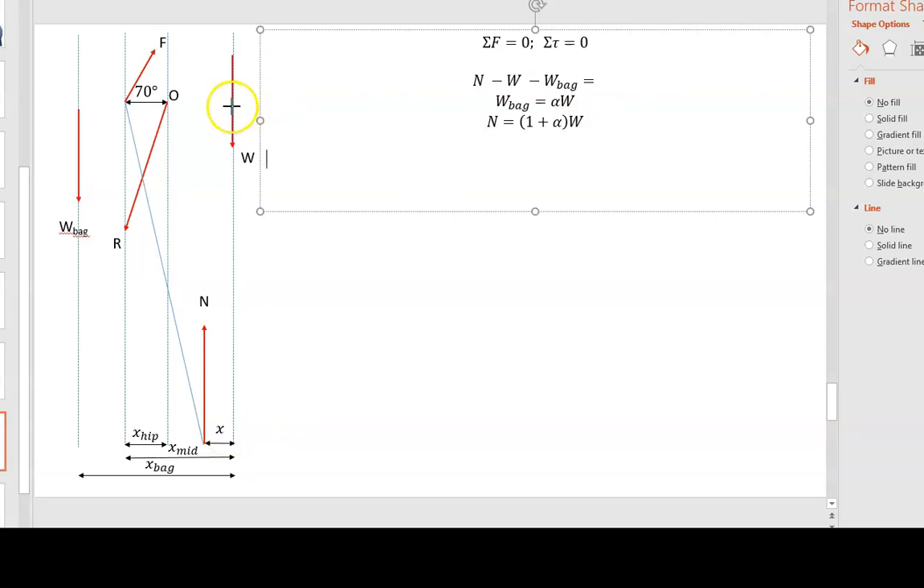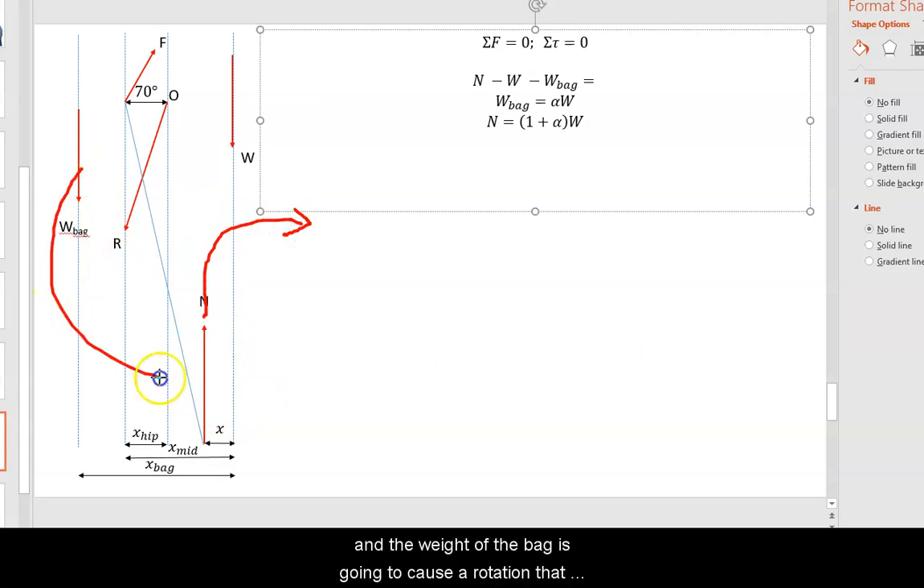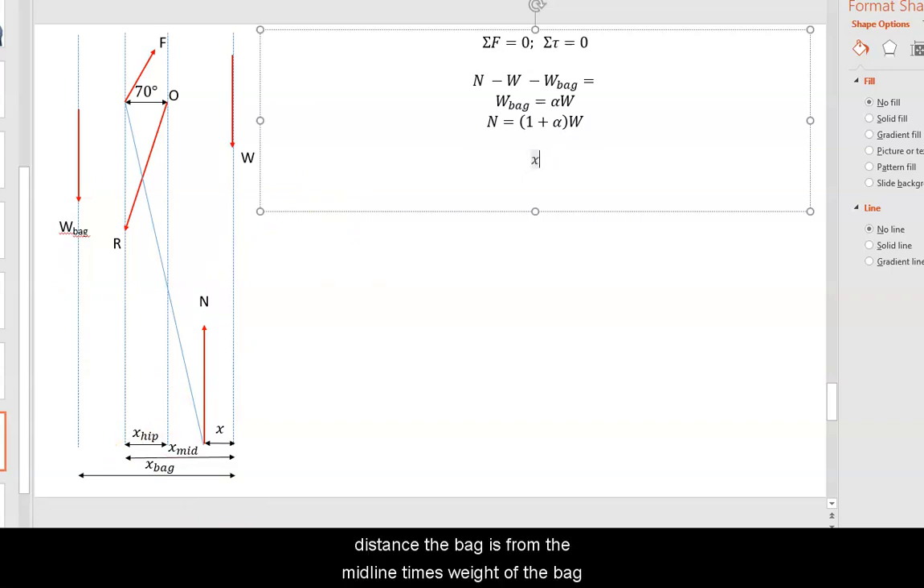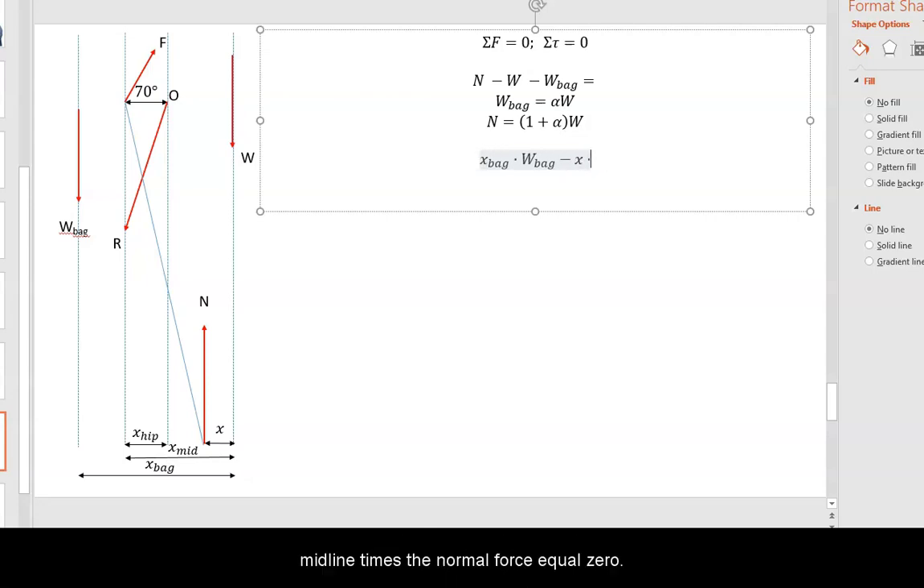And remember, if we look at the midline as a pivot point, the normal force as drawn is going to cause a rotation that way, and the weight of the bag is going to cause a rotation that way. Those two have to cancel out. The clockwise is negative, the counterclockwise is positive, and so we're going to start with the positive one, which is the distance the bag is from the midline times the weight of the bag, minus the distance the normal force is from the midline times the normal force, equals 0.